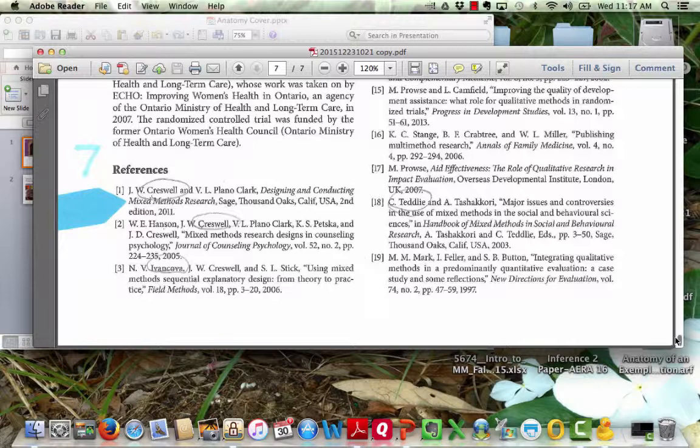And lastly, the inclusion of methodological references in the reference list that allow the authors to add credibility to the work by demonstrating their methodological as well as their content expertise.